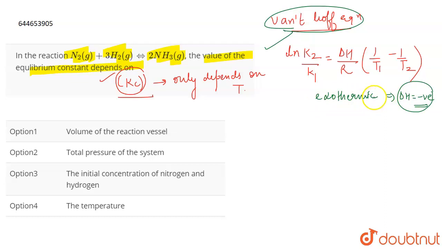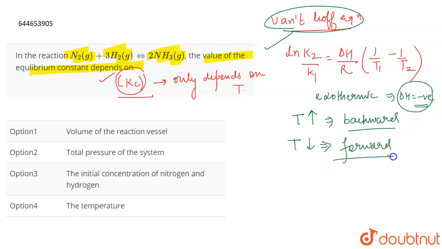Now, for an exothermic reaction, according to the Le Chatelier principle also, when the delta H is negative, if we increase the temperature, the reaction goes in the backward direction in order to oppose the change and maintain the equilibrium, right? So it shifts the equilibrium in the backward direction. And if the temperature decreases in an exothermic reaction, the reaction moves forward. So on increasing the temperature, the reaction becomes backward, and on decreasing the temperature, the reaction becomes forward, right?